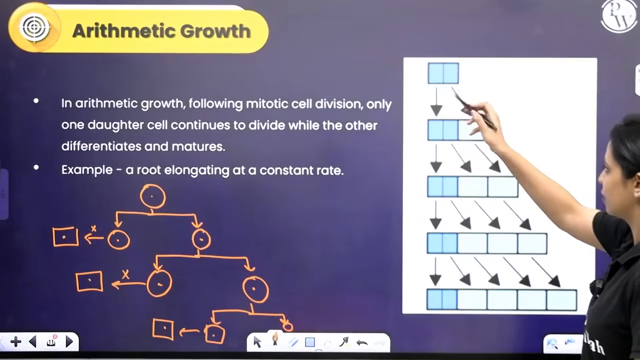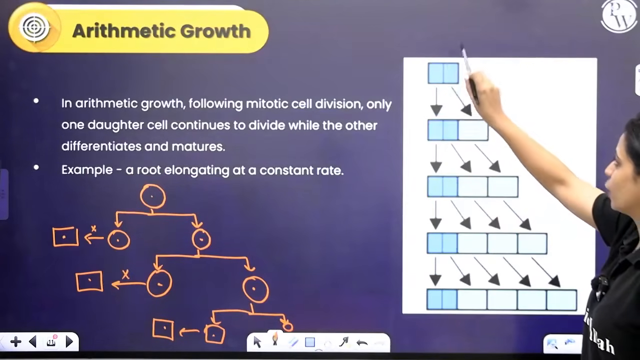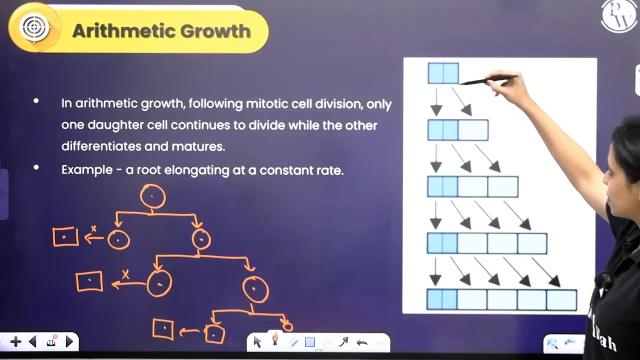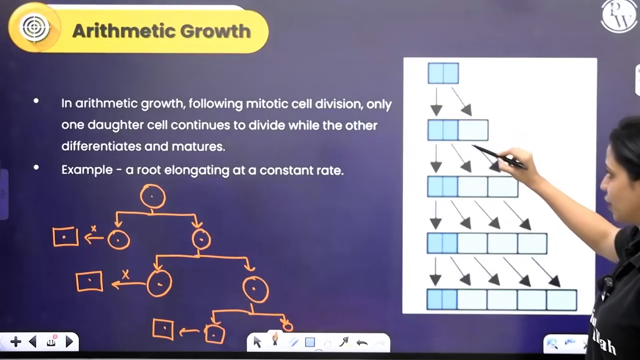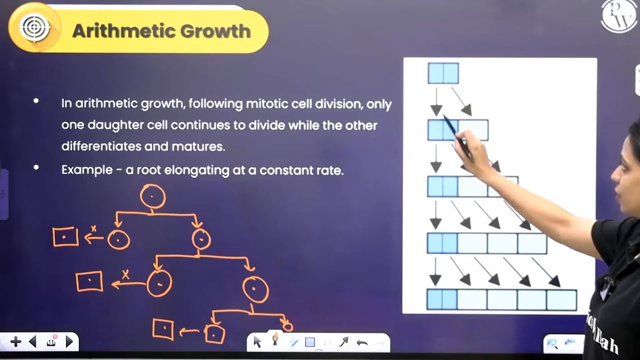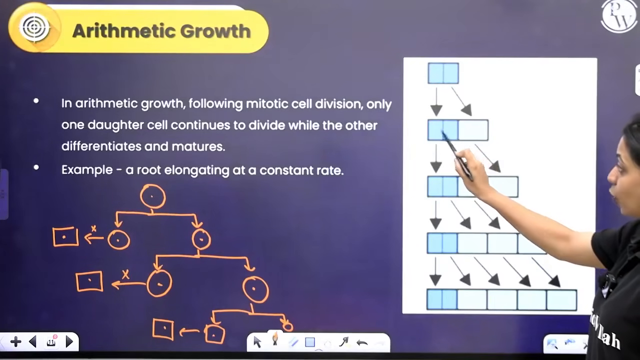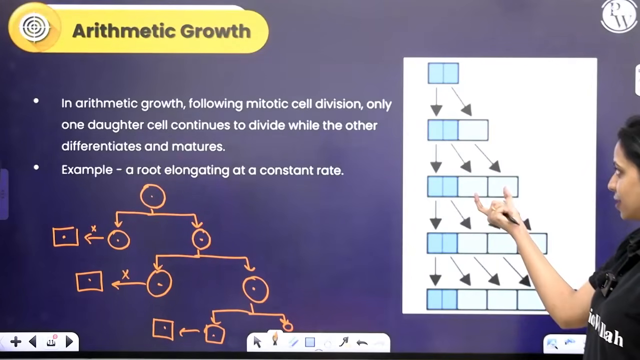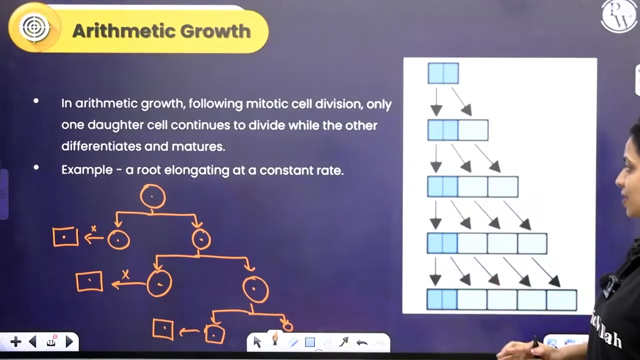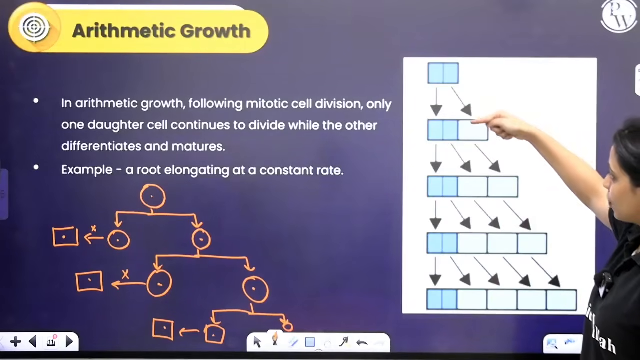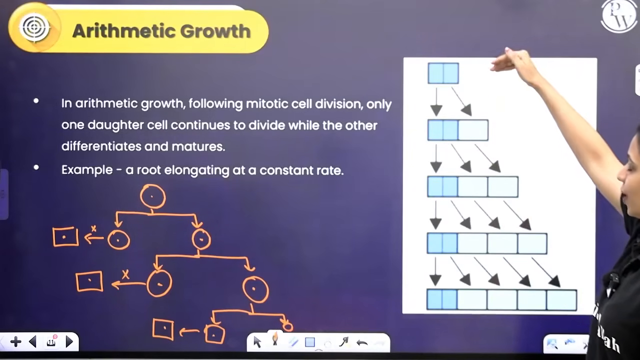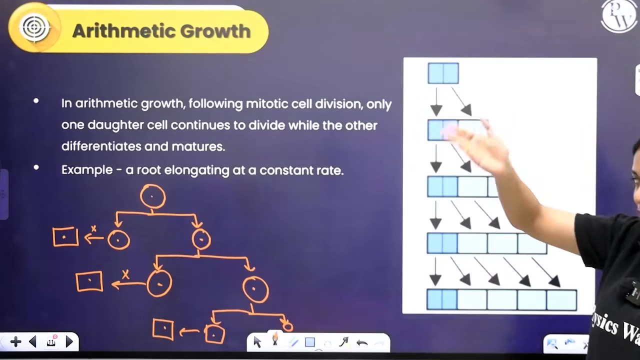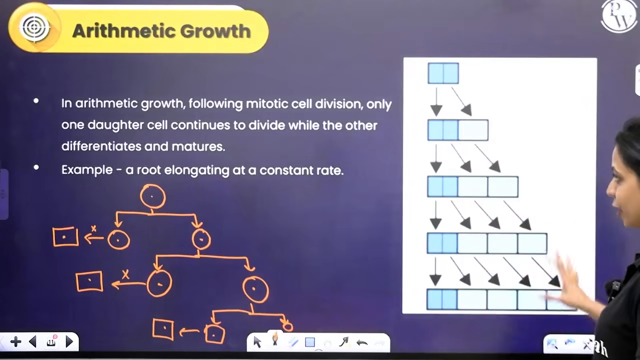Right? Look here. This is how it is given in NCERT. You have one cell that divided into two. Of these two cells, one cell became differentiated, that is represented by light blue. The other continued to divide and gave rise to two. Again, of these two, one differentiated. See, there is increase in size, elongation and differentiation has happened. So at each step, you can see how one cell is getting added. Here you had 2, here you have 3, here you have 4, next you have 5, next you have 6. So in a linear way, growth will take place over here.